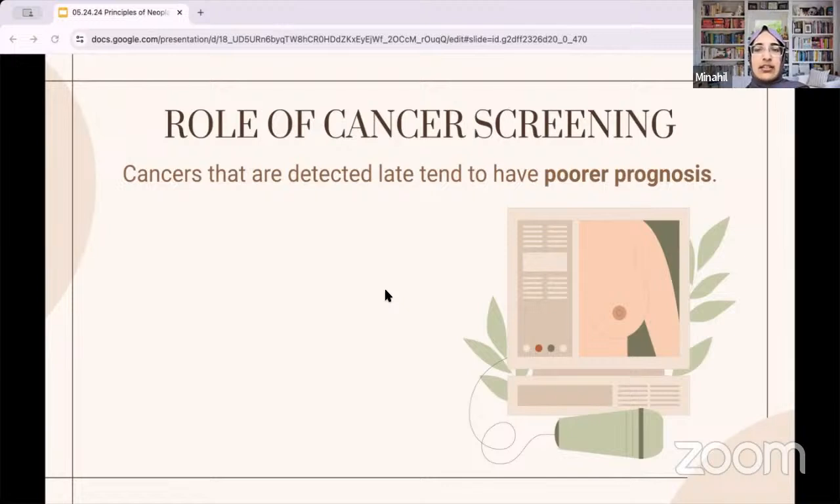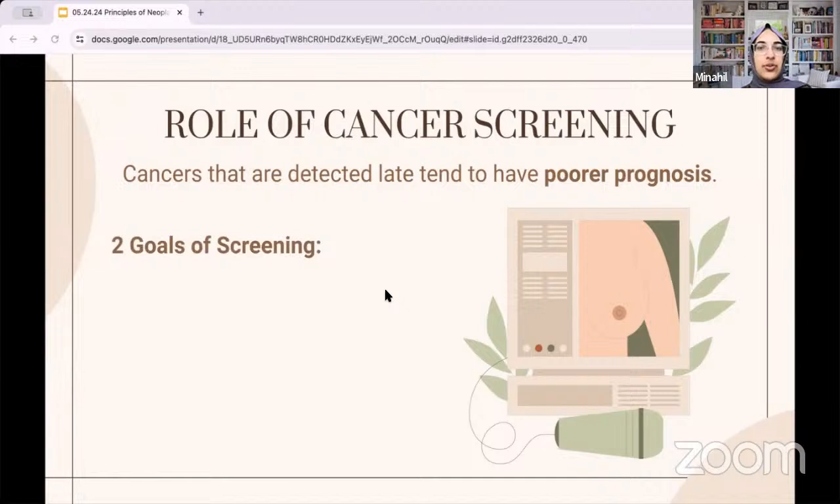Cancers that are detected late tend to have a poor prognosis, and a poor prognosis just means a poor outcome for the patient, right? We want to have a better prognosis for the patient. You want them to have a full-on cure or go into full remission after cancer, or be completely cured. Whereas a poor prognosis would be the opposite of what I just described.